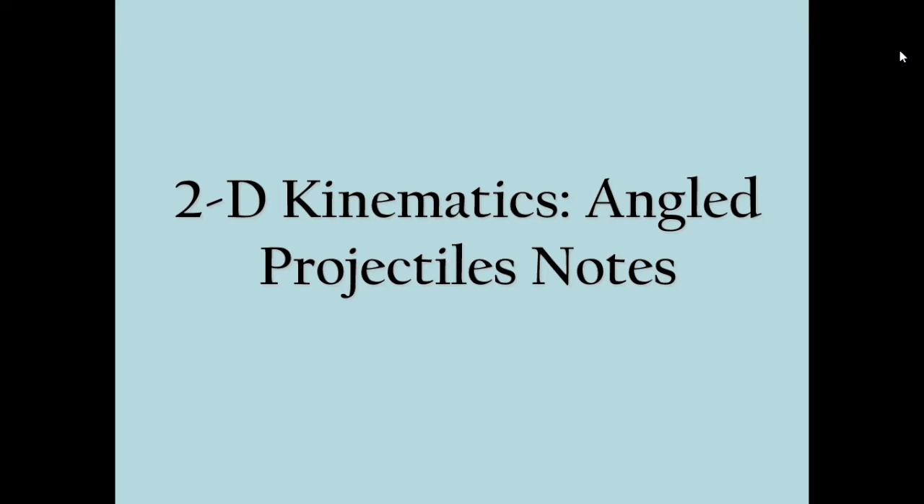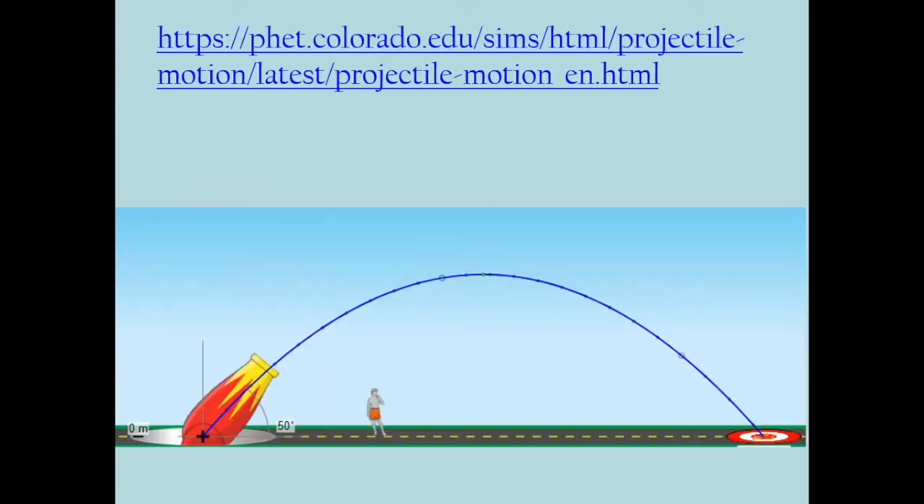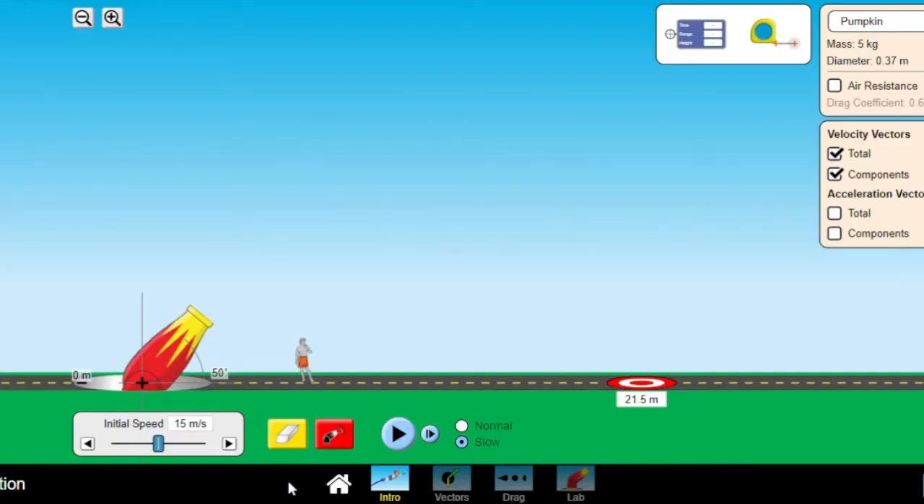It's time to get started with our 2D kinematics angle projectile notes. So we're going to start off our notes the exact same way that we started off our last ones, taking a look at the simulation below. So if we take a look at our simulation, we see that we have a cannon and it is being launched at an angle of 50 degrees with an initial velocity of 15 meters per second.